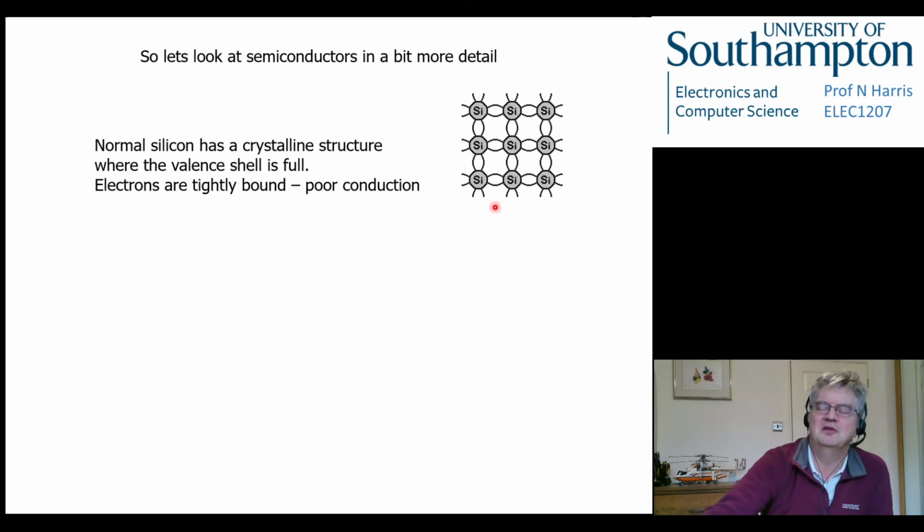So think back to your chemistry. Otherwise, if you're not familiar with chemistry so much, these are silicon atoms and these are the electron bonds, and there are always four, and when it's in this form, there are eight of them in the outer shell. When that is the case, everything is very stable and doesn't want to change, so it's very difficult to make this conduct really well. As it says, electrons are tightly bound, poor conduction. It's all very stable, and there are no electrons free to move, so things are not going to conduct very much.